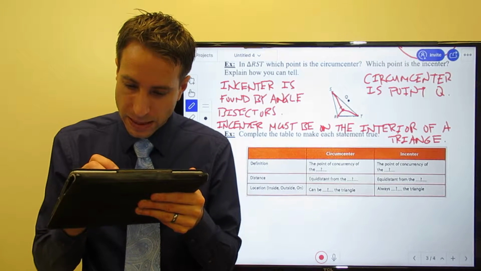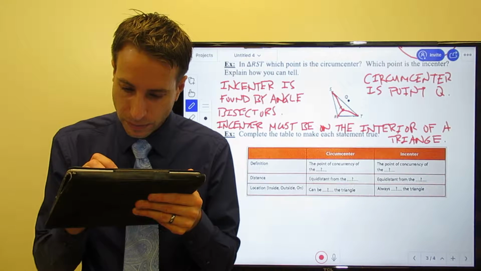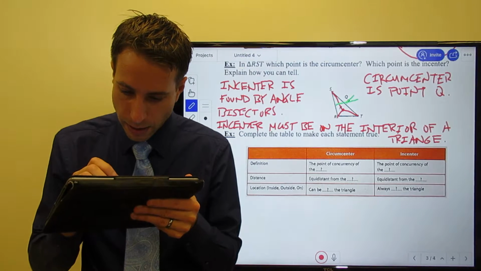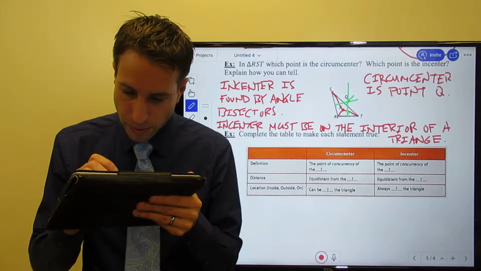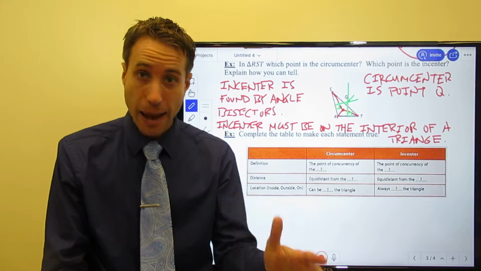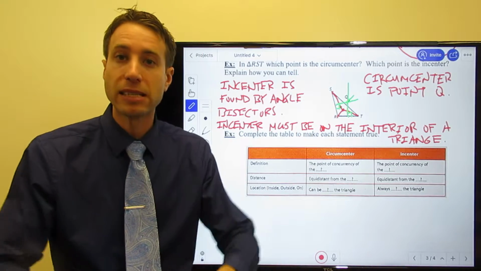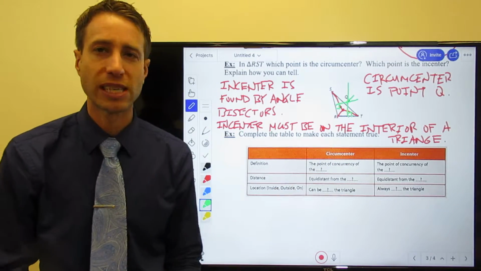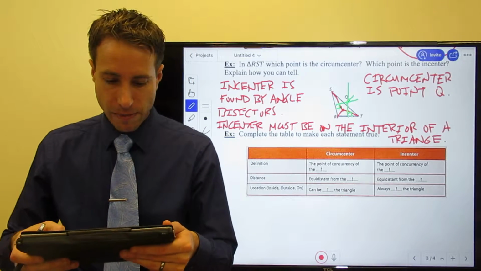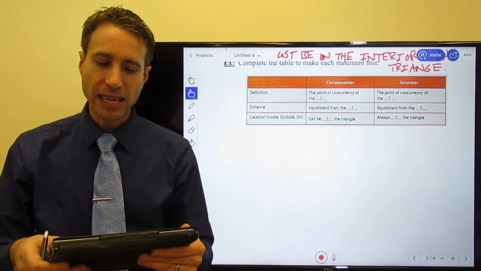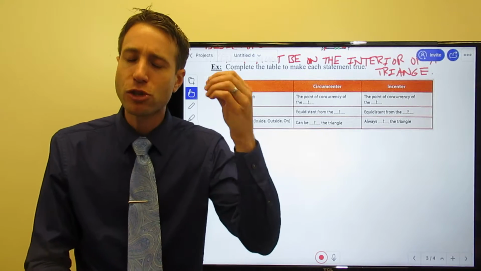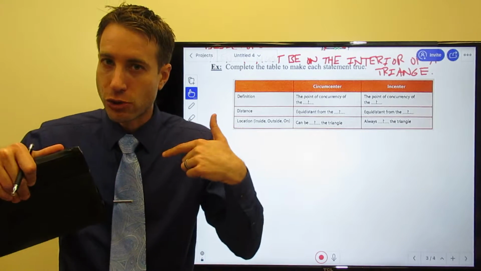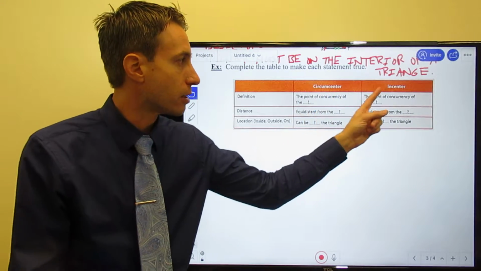Again, if I draw perpendicular bisectors there, there, and there, it is absolutely possible for perpendicular bisectors to meet on the outside of a triangle. Absolutely possible. So really, another interesting distinction between incenter and circumcenter. And what that leads us to is this. We'll set up a table to help us keep the differences between these two points of concurrency straight in our minds. So here we go, circumcenter and incenter.